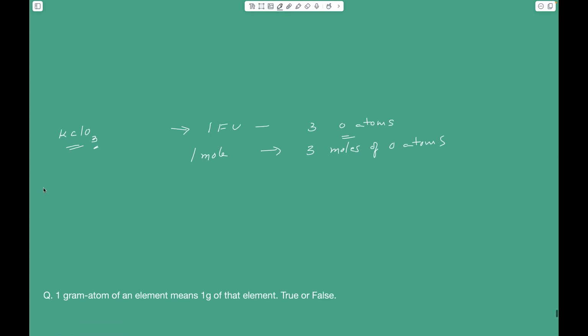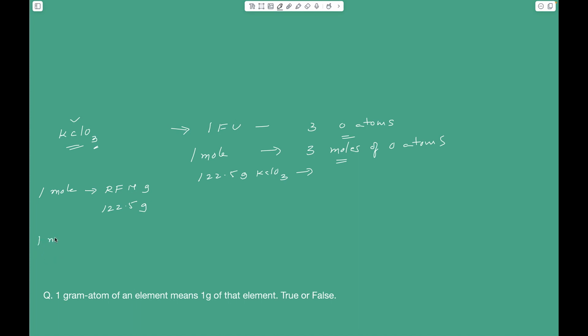Then what is the mass of 1 mole of potassium chlorate? It is simply its relative formula mass in grams. You know its formula and you know their atomic weights. And upon calculation, you will find its relative formula mass is 122.5. So 1 mole of potassium chlorate means 122.5 grams of potassium chlorate. So if you took 122.5 grams of potassium chlorate, then you would have gotten 3 moles of oxygen atoms.